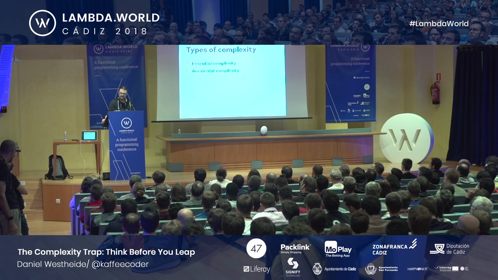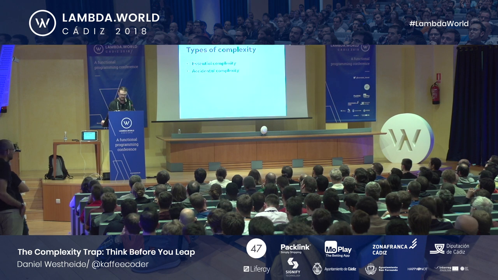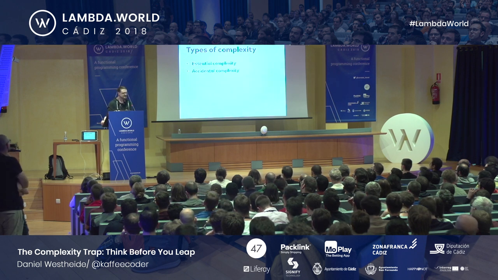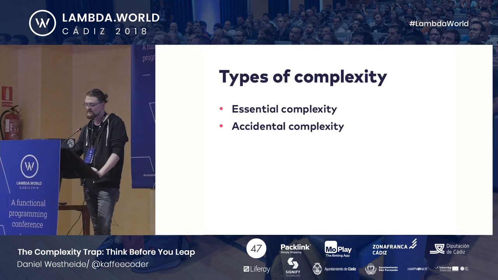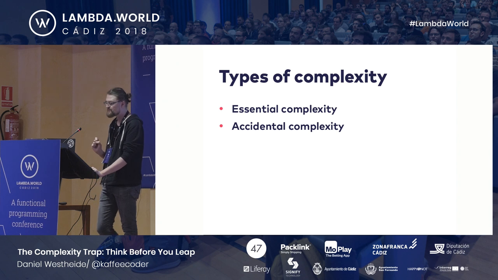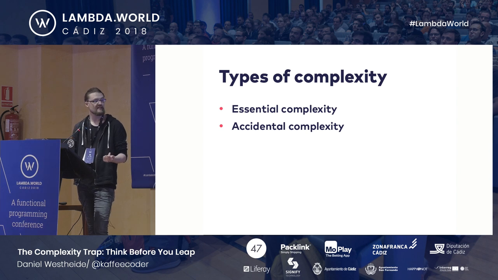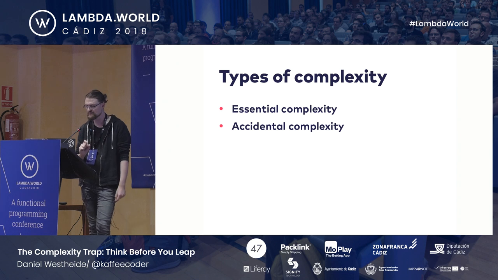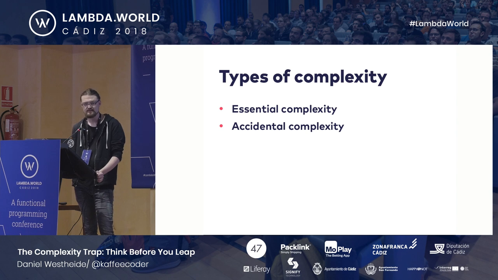There's a classic paper by Fred Brooks called No Silver Bullet, in which he identifies two different types of complexity. Essential complexity is inherent in the problem domain. So we cannot remove it because it stems from the very problem that we are supposed to solve with our software. And accidental complexity, on the other hand, is of our own making. So this is complexity that is created by software developers. And in principle, it's possible to remove complexity of this type.